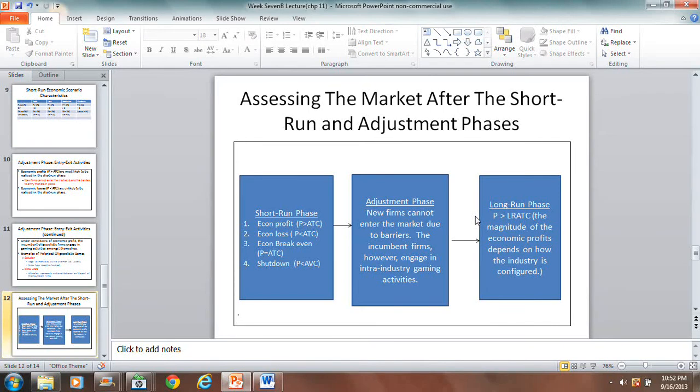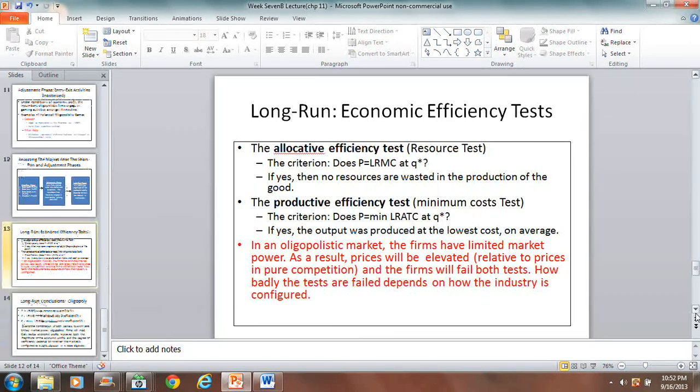So the magnitude of the economic profits to be realized in the long run is really a function of the type of oligopolistic industry. Is it a tight oligopoly or a loose oligopoly? All right. Now, proceeding to the efficiency test, what would the efficiency test look like for an oligopolistic firm in such a market?